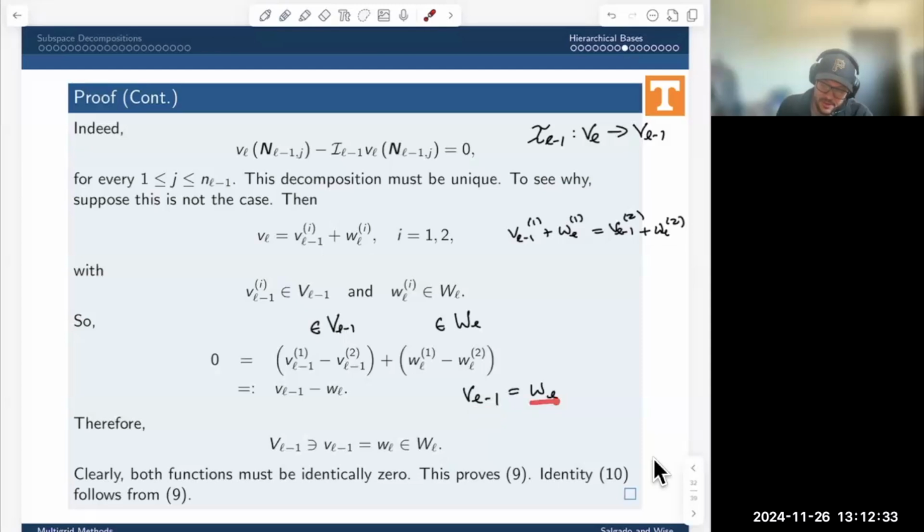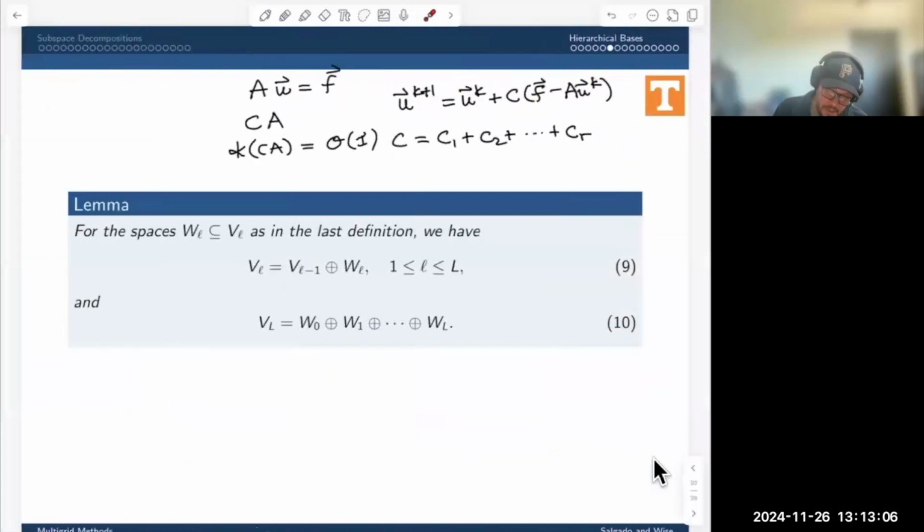That's because these have degrees of freedom which are not on the same points. These have the degrees of freedom at N_{L-1}, and these have degrees of freedom at every point except N_{L-1}. So the only way they can equal each other is if both functions are identically 0. And so doing this proves that these decompositions have to be identical. In other words, this difference is 0, so these two things have to be equal to each other, and these two things have to be equal to each other. So that proves the identity that we wanted to show, number 9.